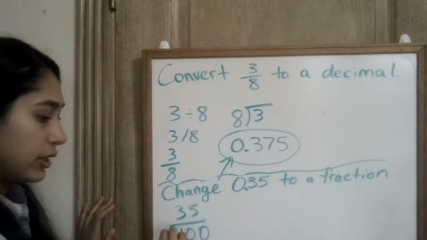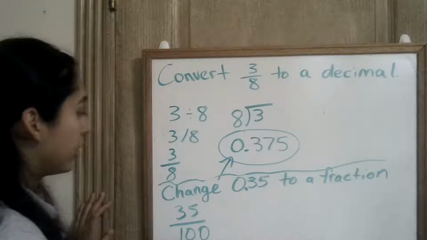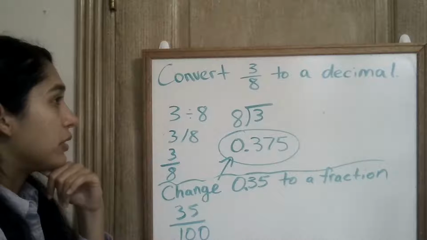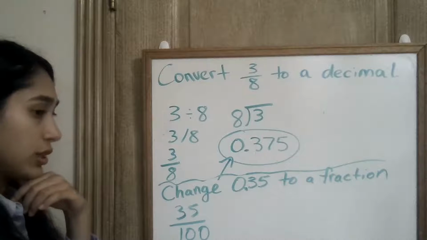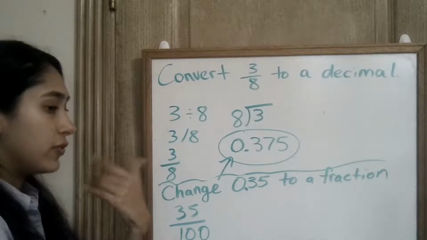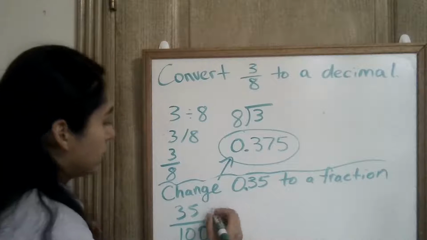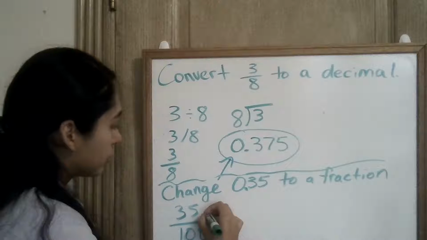So I can go ahead and simplify it. What is a common multiple of 35 and 100? It's 5, because let's go ahead and divide by 5 on both sides.